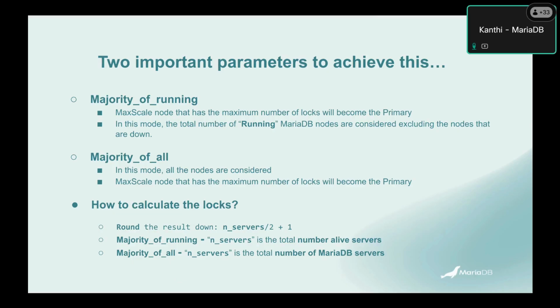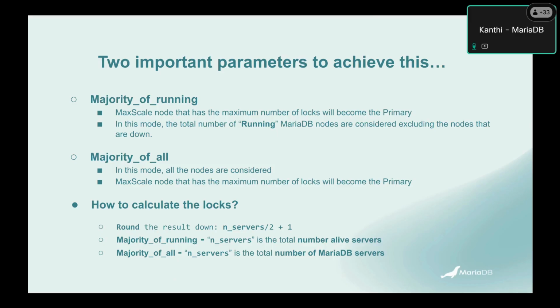We use that as a parameter to calculate the number of logs every MaxScale possesses. In this mode, the total number of running MariaDB nodes are considered, excluding the nodes that are down. So now every MaxScale will have that number of logs as their primary logs that they possess. How do they qualify to become a primary? It is based on the calculation of the logs that you see at the bottom. How do we calculate the logs? At any point in time, we should have the number of servers divided by 2, plus 1, and you have to round the result down.